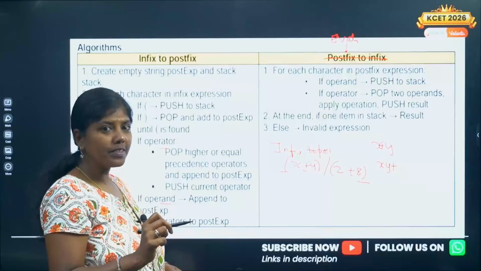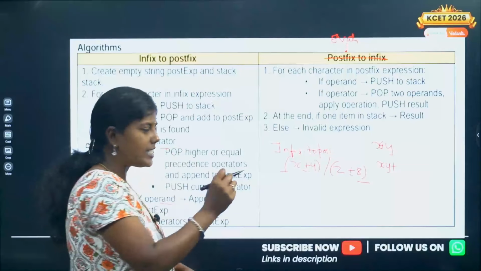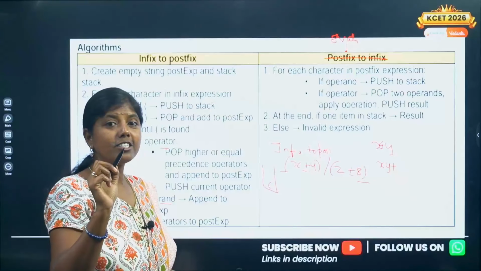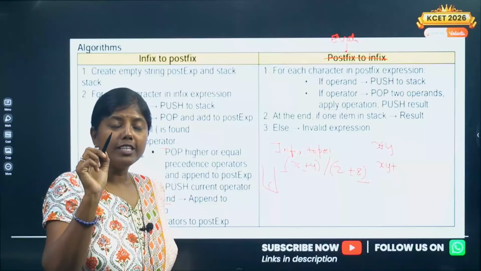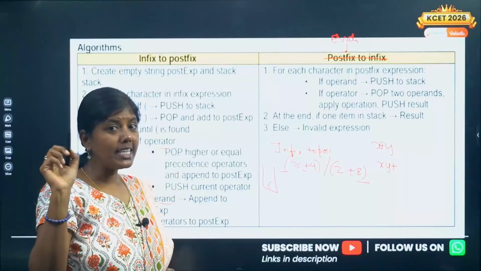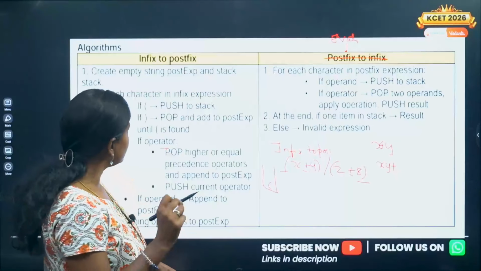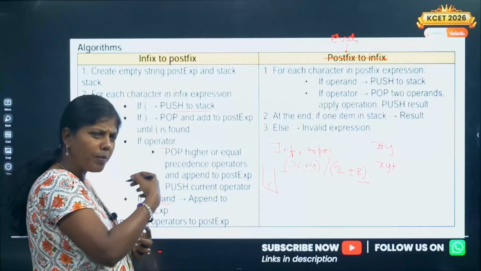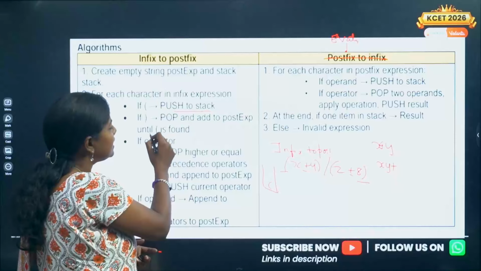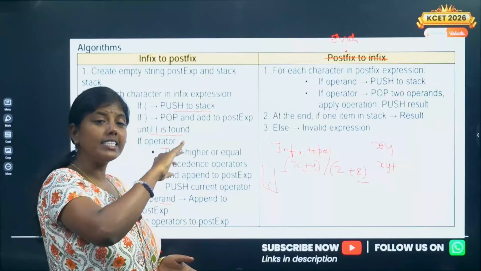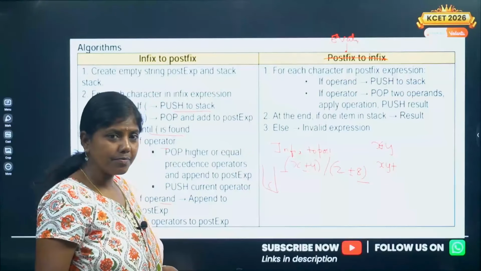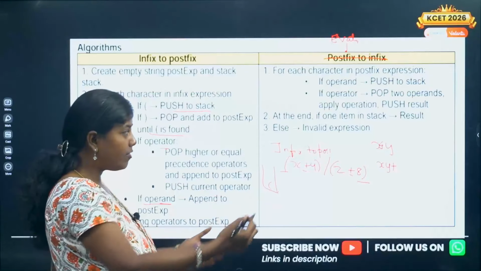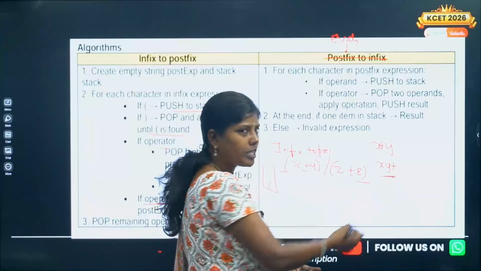If you have a left parenthesis, just insert it to the stack. Stack is a linear data structure that follows the principle called LIFO, that means last in, first out. So here we push to the stack. If you have a right parenthesis, keep on popping the elements till you get the left parenthesis, and discard both the parentheses. And if you get an operand, just append it to the postfix expression. Ultimately, we need to get one postfix expression only, right?